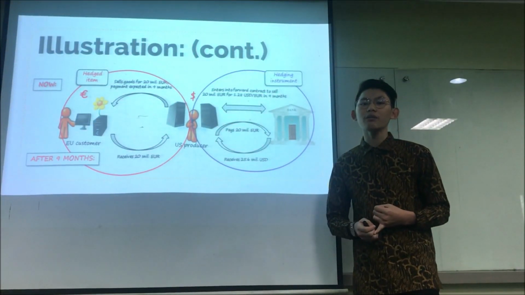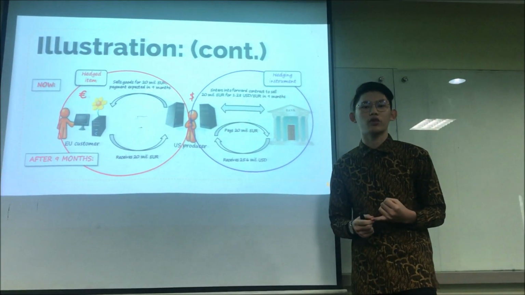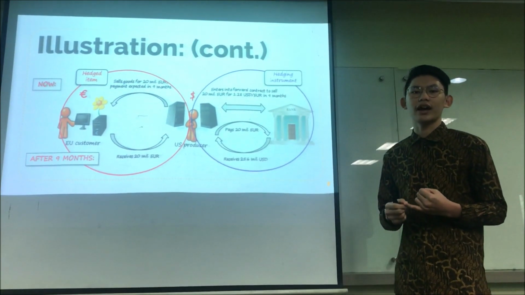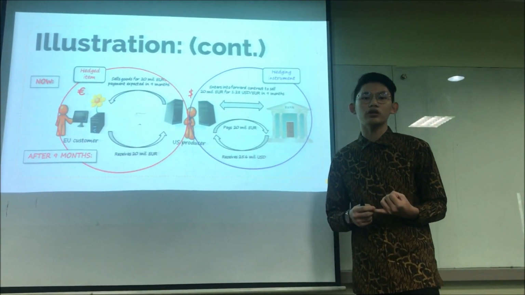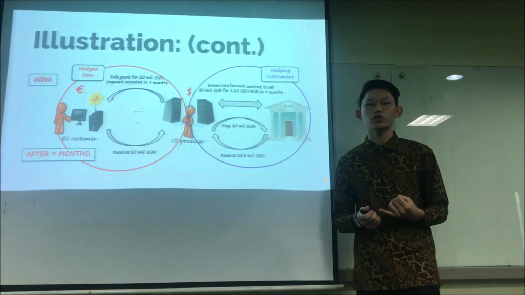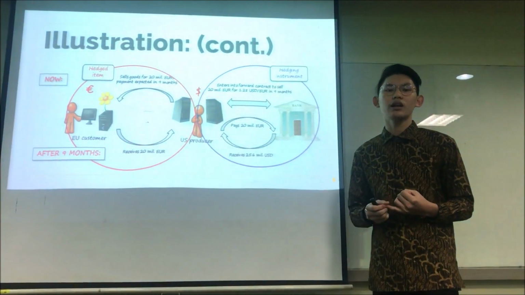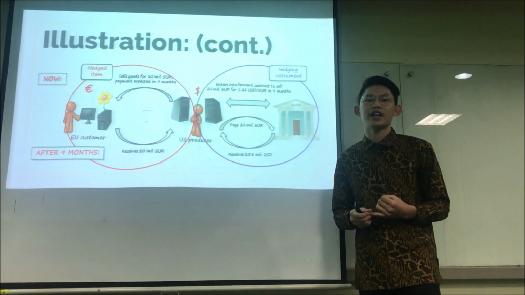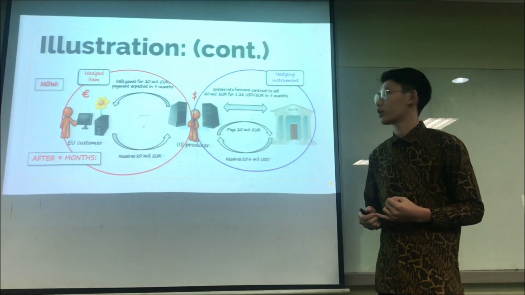Now, what happens after 9 months? First of all, the US producer gets paid 20 million euro from the EU customer, but at the same time, as there is a forward contract with the bank, the US producer pays this 20 million euro to the bank and receives some predetermined amount in US dollars. Effectively, he fixed his exchange rate 9 months ago when he entered into the foreign currency forward.